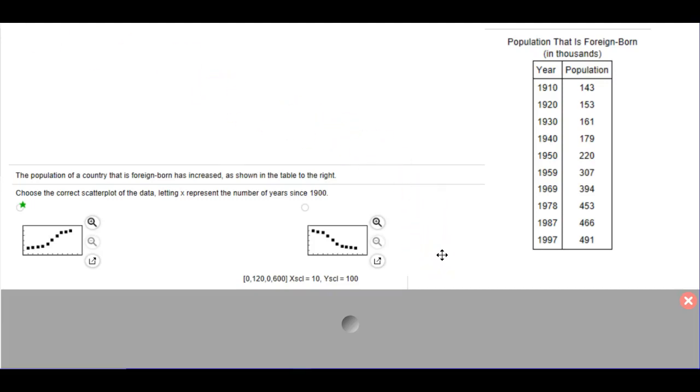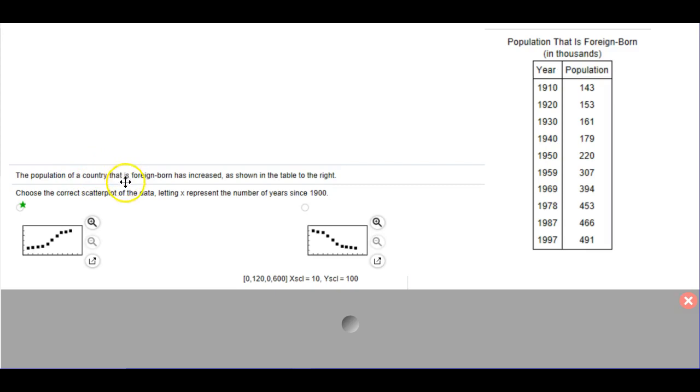I'm going to review the steps of modeling data. This problem goes with number 25, I believe, in Chapter 4, Section 1, homework. Okay, so we've got this information over here, population that is foreign born in thousands. The population is in thousands, so this is really 143,000 that we're working with, but we're not typing in those zeros. And the years, 1910, 20, 30, and so on.